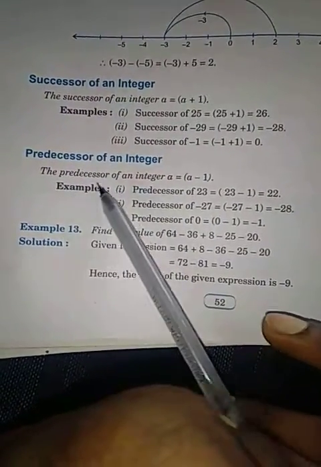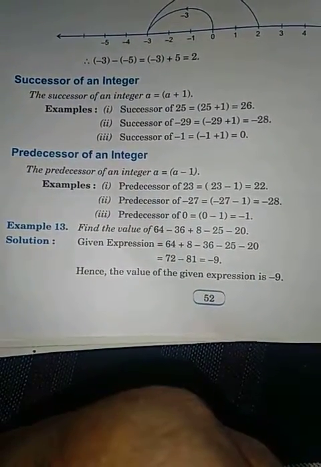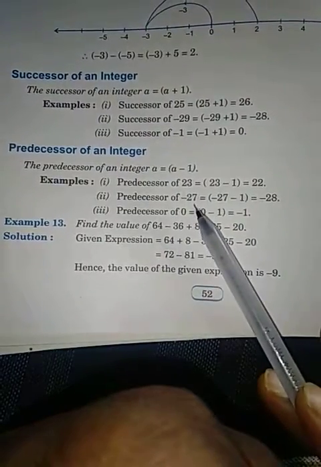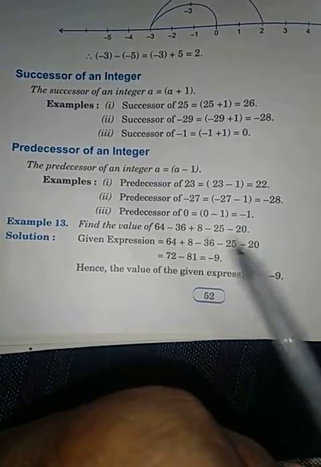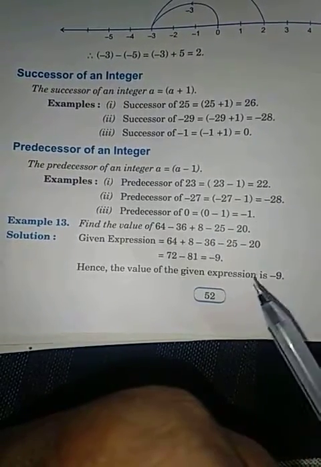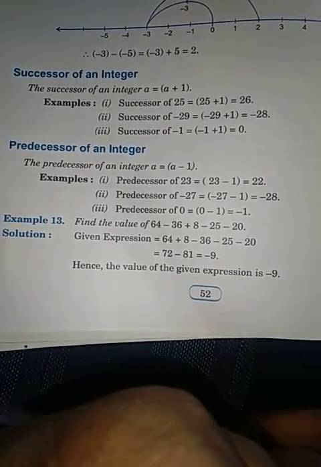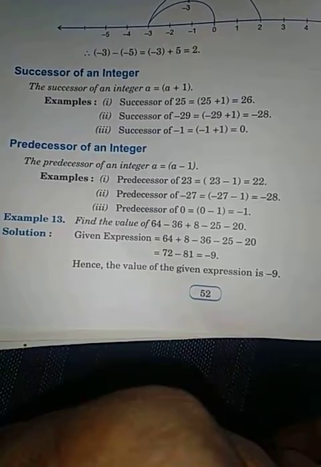Predecessor of an integer. The predecessor of an integer a is equal to a minus 1. Predecessor of 23 is equal to 23 minus 1, 22. Predecessor of minus 27 is minus 27 minus 1, which is equal to minus 28. Predecessor of 0 is 0 minus 1, minus 1. This is all about the successor, predecessor, addition and subtraction of integers using the number line.